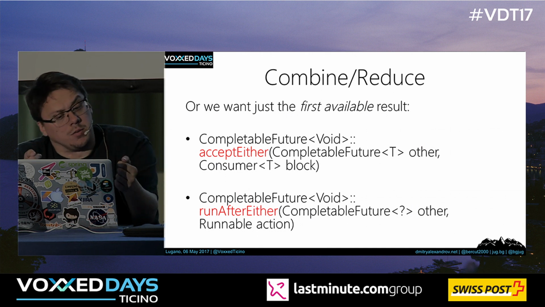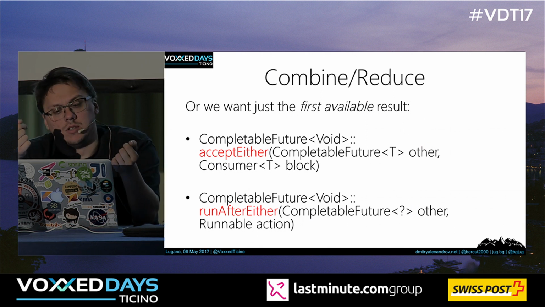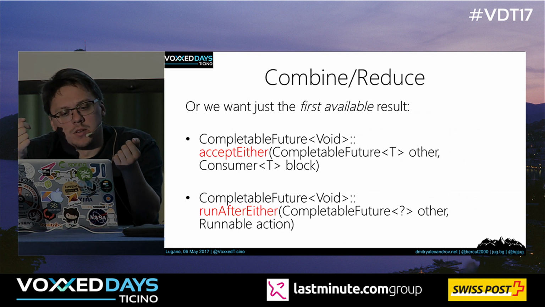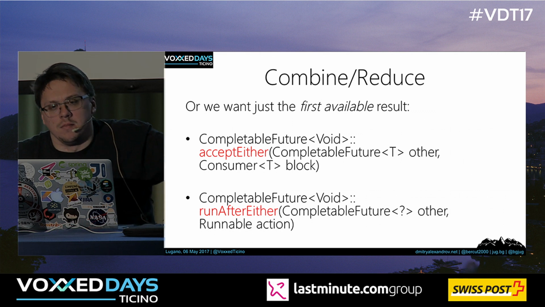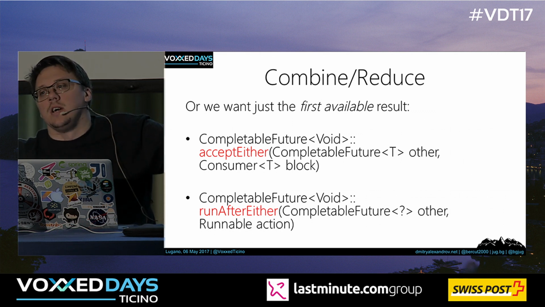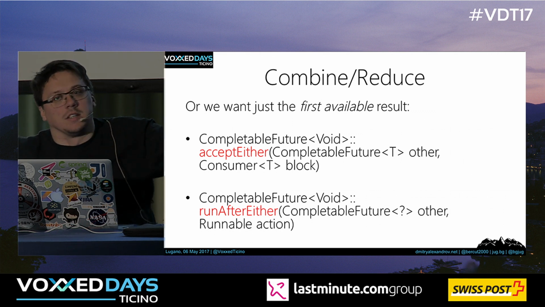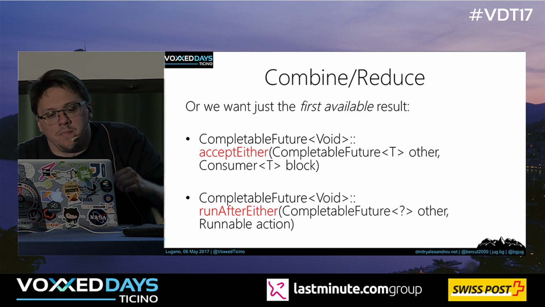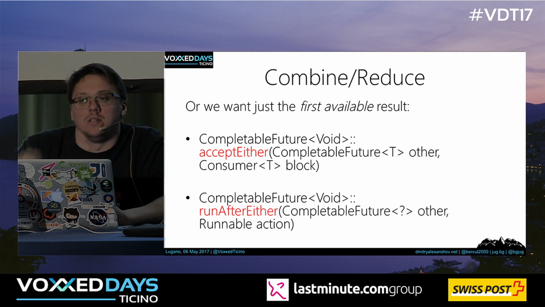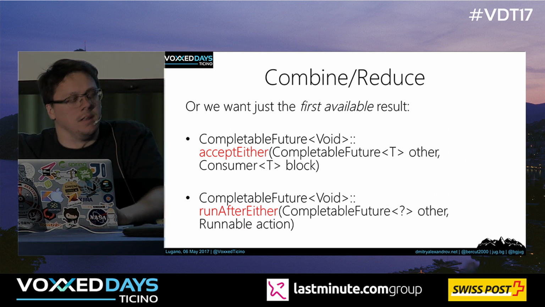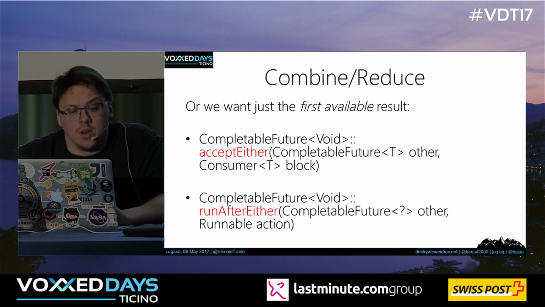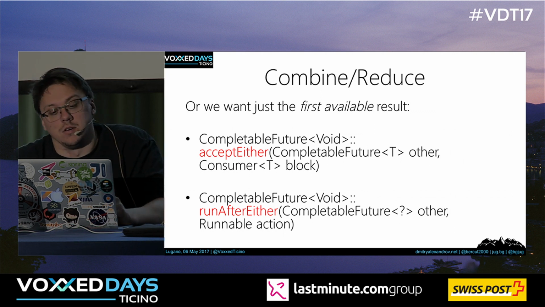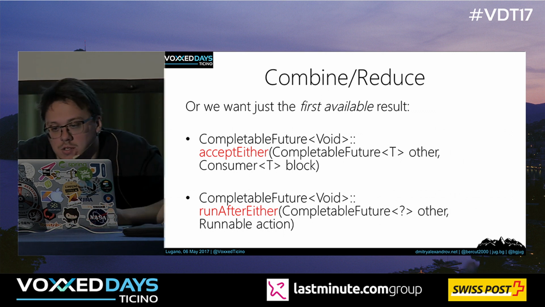And we have other options, for example, if I want the first available result. A good example here is DNS. You have several DNS servers, and you ask all of them who knows that address, and the first one that comes back says, okay, I know this address, and we don't really care what the others say. We just use the first address, so you can use either acceptEither or runAfterEither. One is consuming something, one just runs something.